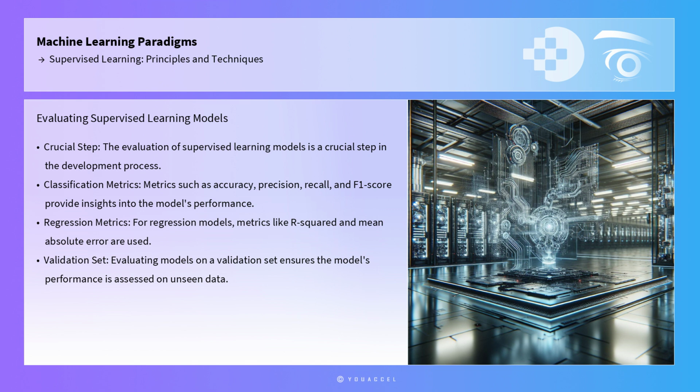Moreover, the evaluation of supervised learning models is a crucial step in the development process. Metrics such as accuracy, precision, recall, and F1 score provide insights into the model's performance, particularly in classification tasks. For regression models, metrics like R-squared and mean absolute error are used. Evaluating models on a validation set, separate from the training data, ensures that the model's performance is assessed on unseen data, providing a realistic measure of its generalization capability.